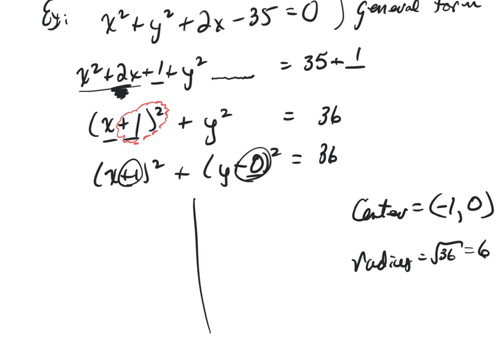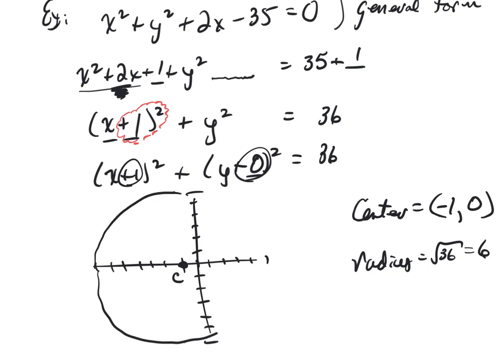And we can draw ourselves a decent picture. Our center is located at -1, 0. And then I have to travel 6 to the right. 1, 2, 3, 4, 5, 6. Down 1, 2, 3, 4, 5, 6. Up 1, 2, 3, 4, 5, 6. And left 1, 2, 3, 4, 5, 6. And then just do the best you can to put a circle through those points.